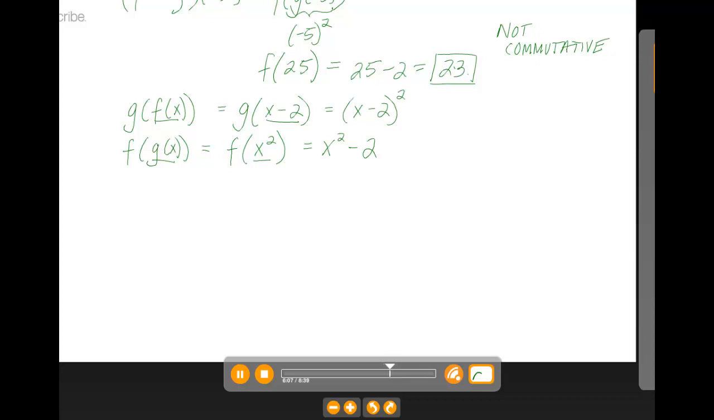When we composed one with the other, in one direction we got a quadratic, and then we got a different quadratic. So there's still no restrictions on either of these. The domain for each of these was just negative infinity to infinity.